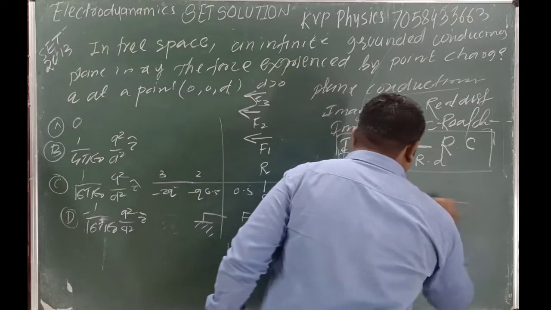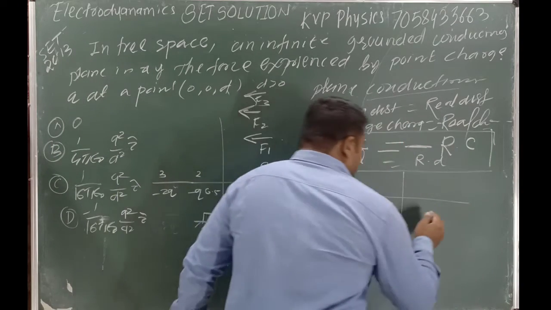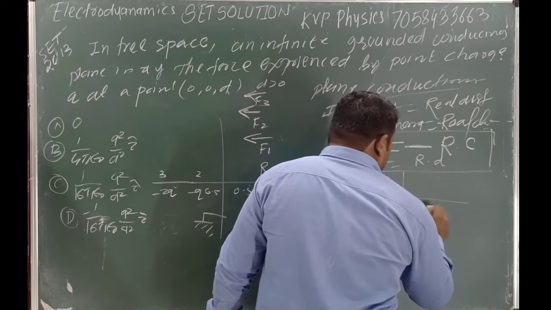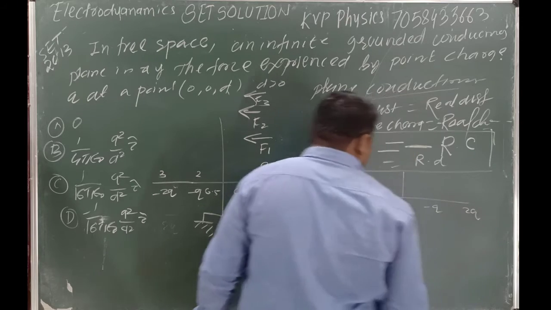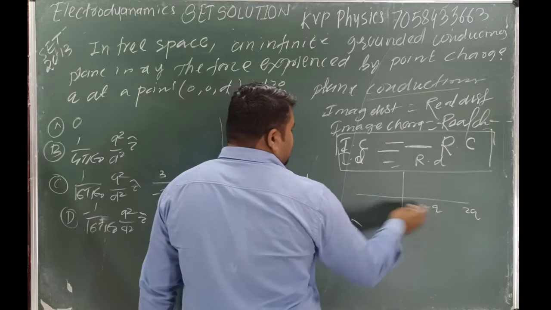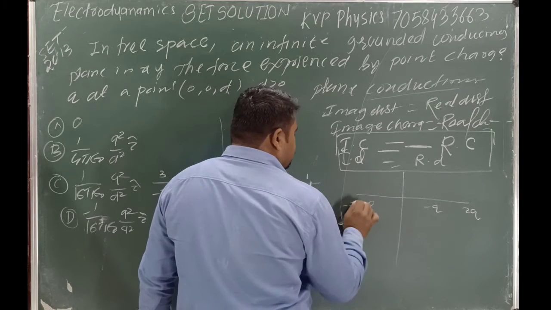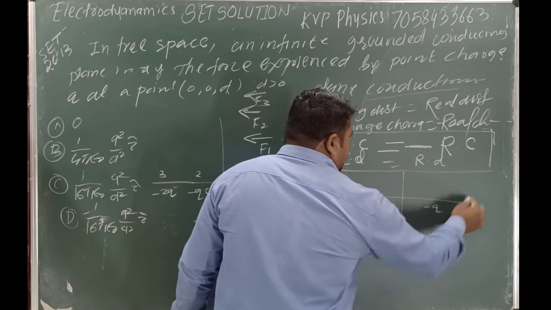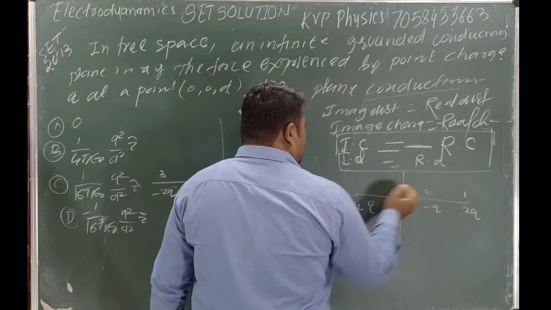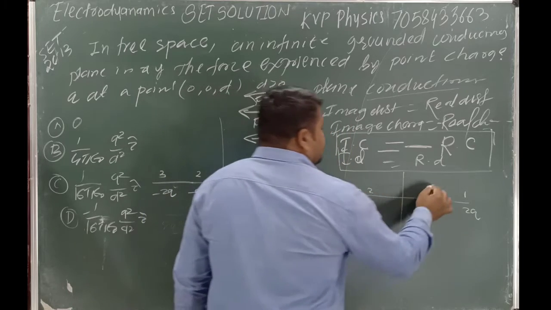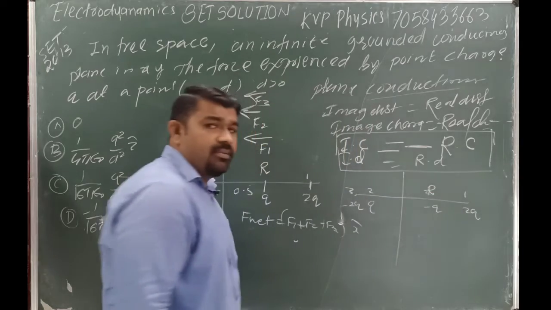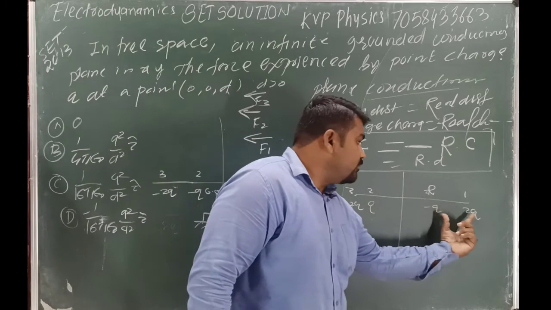Suppose a second example, same problem, but here the signs will be changed: minus q and 2q. Here the image charge is plus q, and here the image charge is minus 2q. Okay, forces F1, F2, and F3. This one is again a reference.